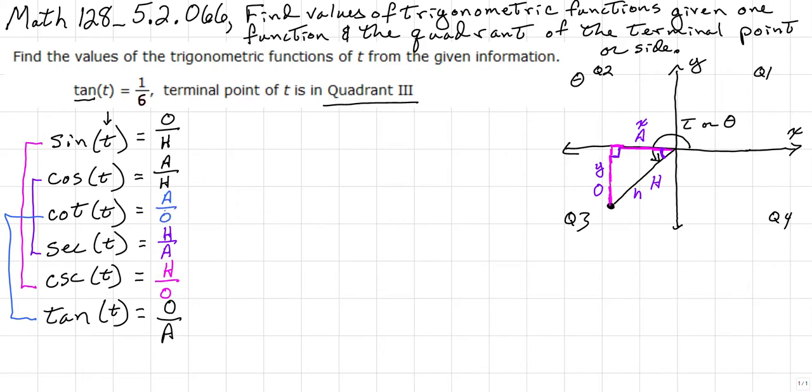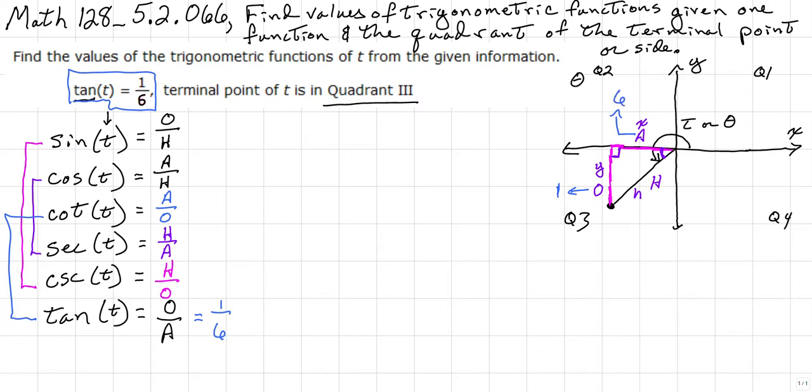But now we need to know what our adjacent, opposite, and hypotenuse lengths are in order to determine the values of those functions of t. We're given the fact that the tangent of t is equal to 1 over 6. We note that the tangent of t is the opposite over the adjacent side. So if this is equal to 1 over 6, that means that the opposite side is going to have a length of 1, and the adjacent side is going to have a length of 6.